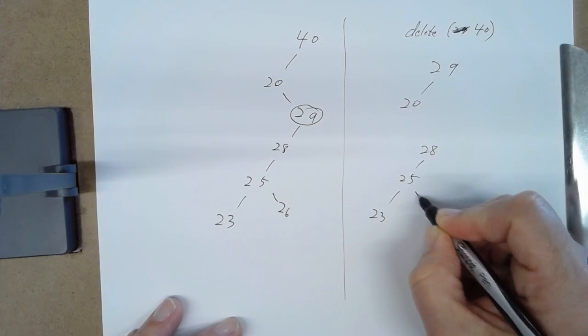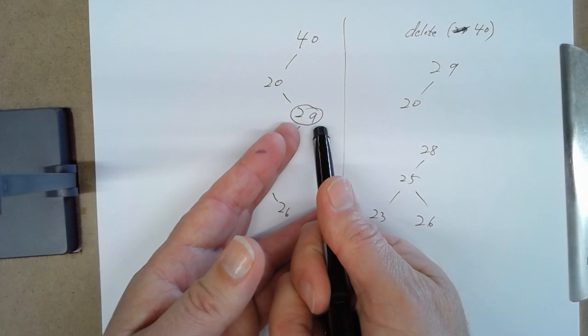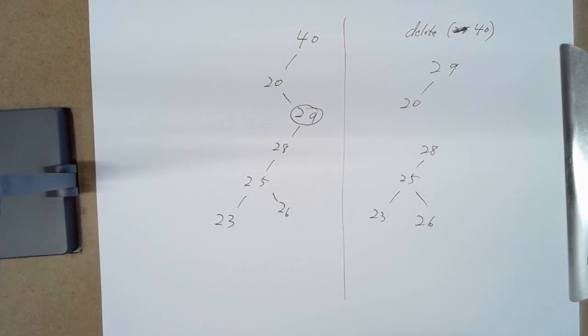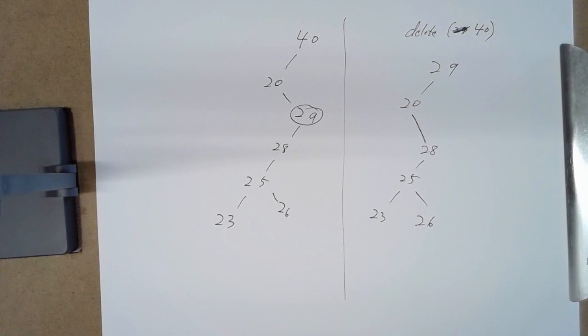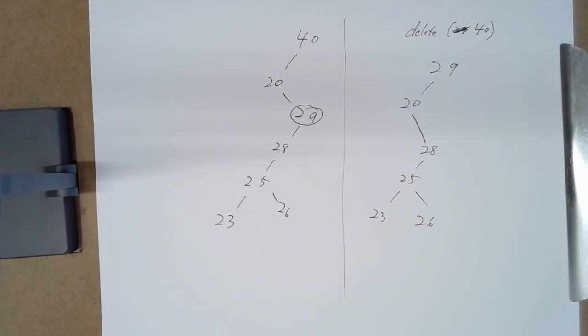family that used to be the left child of 29. But since we know that 29 had nothing to the right, we can take 20 and we can have it adopt all of 29's children on the right. And now we've got a binary search tree again.